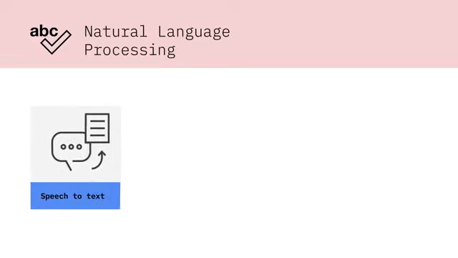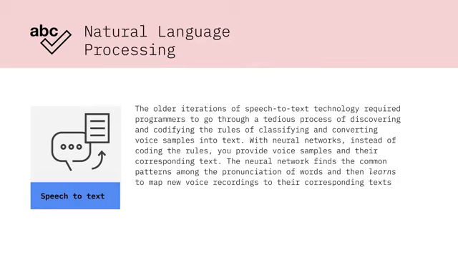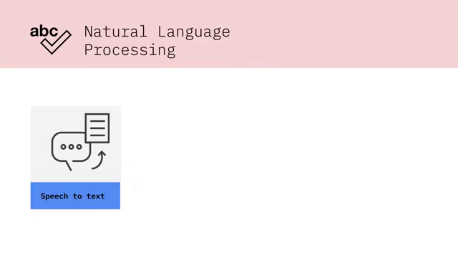The older iterations of speech-to-text technology required programmers to go through a tedious process of discovering and codifying the rules of classifying and converting voice samples into text. With neural networks, instead of coding the rules, you provide voice samples and their corresponding text. The neural network finds the common patterns among the pronunciation of words and then learns to map new voice recordings to their corresponding texts. These advances in speech-to-text technology are the reason we have real-time transcription.